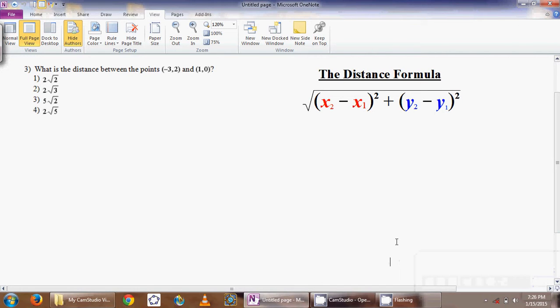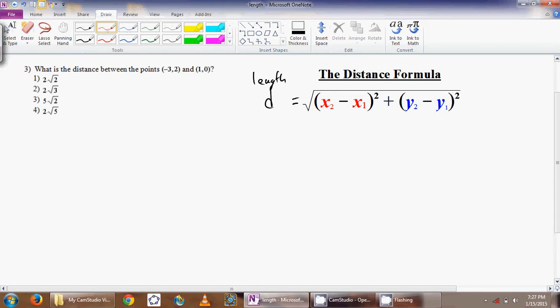Alrighty, number 3, straight up distance problem. What is the distance between the points -3, 2 and 1, 0? So we know distance or length will come from substituting into this formula. So let me label my givens. I'm trying to find the distance between those 2 points.